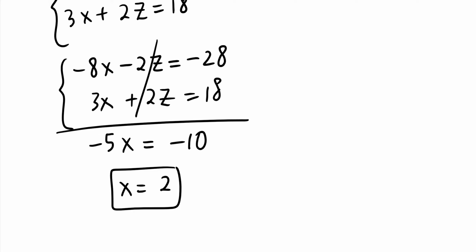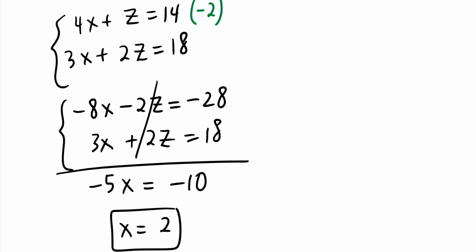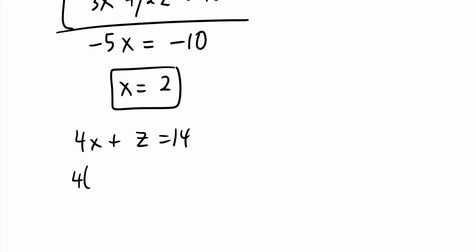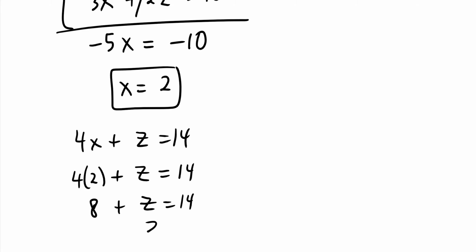I found the x value, x equals 2. I need to find the y and z. So now I can find the z. Maybe I use 4x plus z equals 14. Substitute the x equals 2 in. This is 8 plus z is 14. Subtract 8 on both sides. Z is 6.